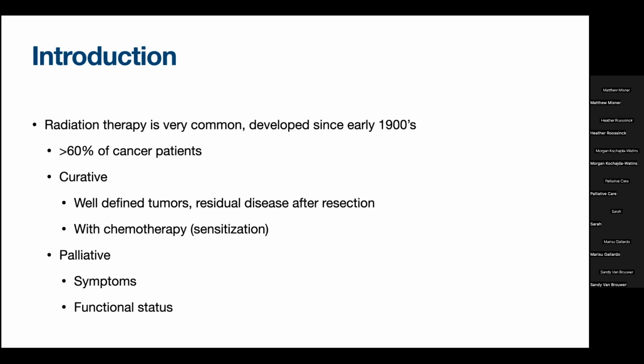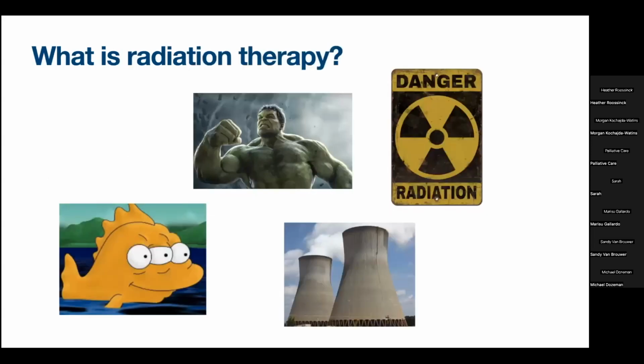More than 60% of our cancer patients will have some type of radiation treatment. And often this is, as many oncology interventions are delineated, those of curative intent and those of palliative intent. So for curative, usually that's going to be more limited to well-defined tumors, sometimes residual disease after resection, and then in conjunction with chemotherapy, which is often a sensitizer for the cancers that we're treating to make the radiation therapy more effective. And then from a palliative approach, which is where the majority of the lecture is going to be towards the end, is on symptom management and then also improving functional status for the patient as well.